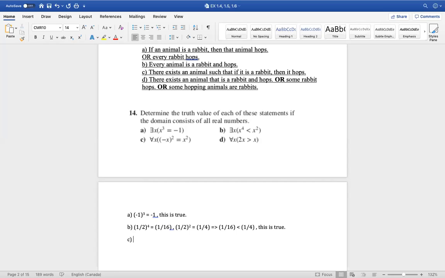All right, let's move on to part C. So we have for all x, minus x squared equals x squared.